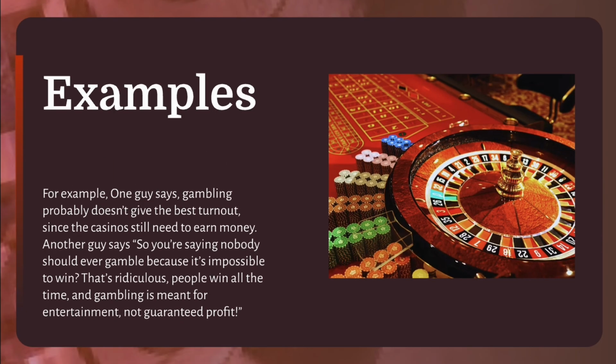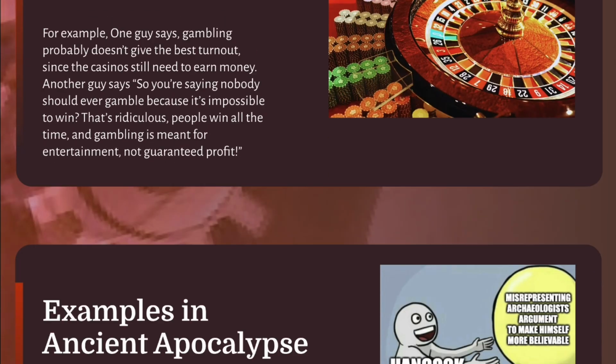For example, one guy says, "Gambling probably doesn't give the best turnout, since casinos still need to earn money." Another guy says, "So you're saying nobody should ever gamble because it's impossible to win? That's ridiculous. People win all the time, and gambling is meant for entertainment, not guaranteed profit." Did you notice how person 2 twisted person 1's statement to make it easier to attack? This is an example of strawman fallacy.